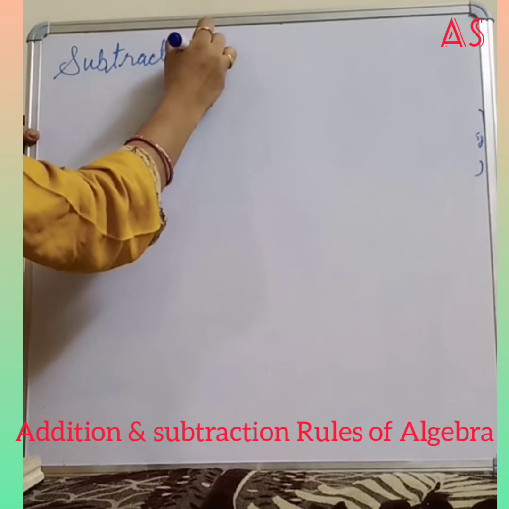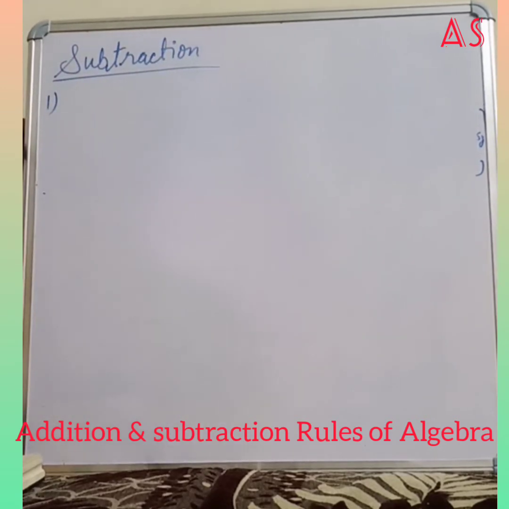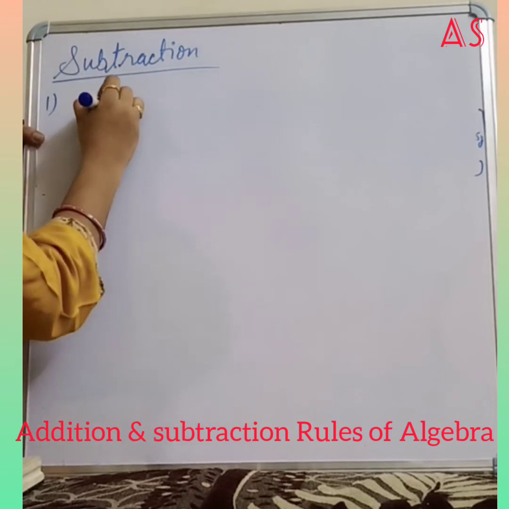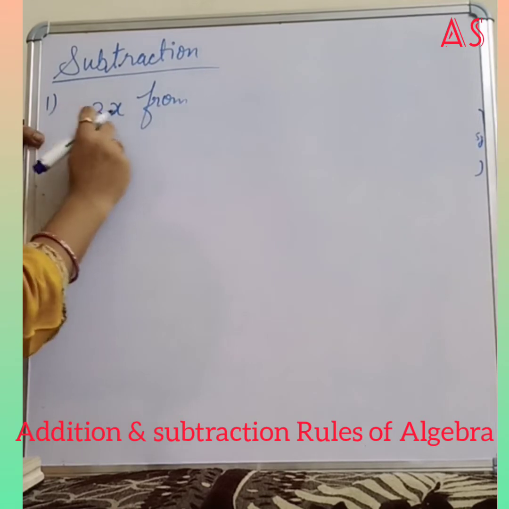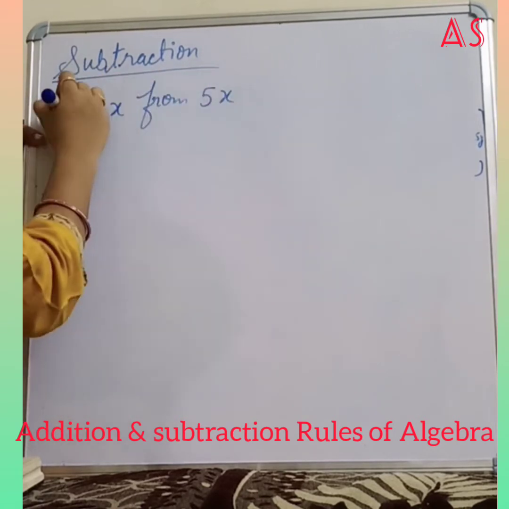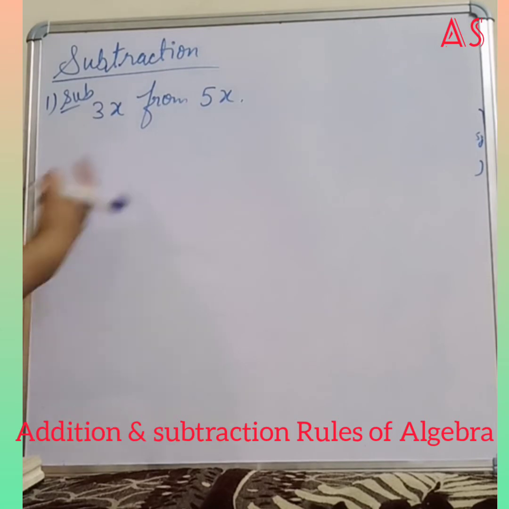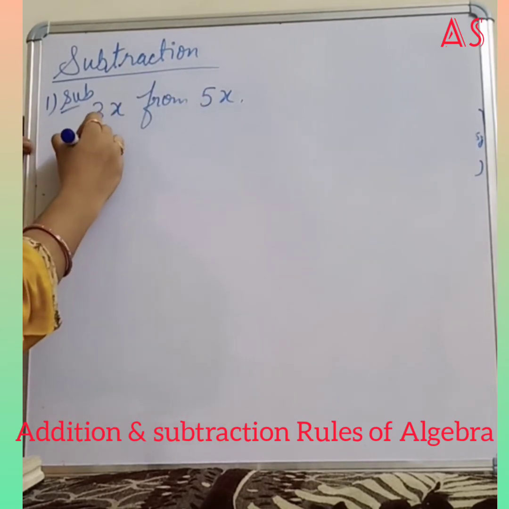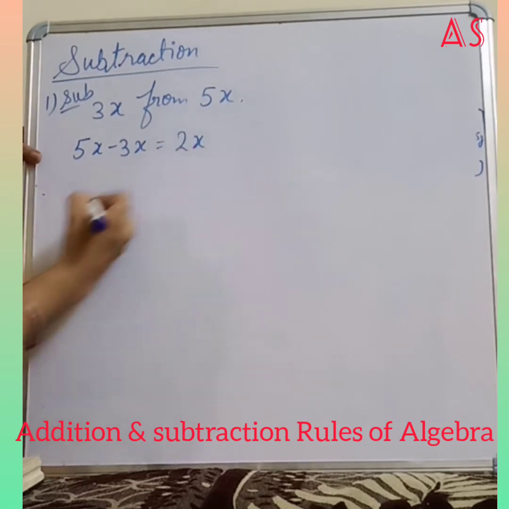Now subtraction. First, I will tell you what you have to keep in your mind. Suppose it is written: subtract 3x from 5x. Always keep in your mind: last minus first. 5x minus 3x equals 2x.